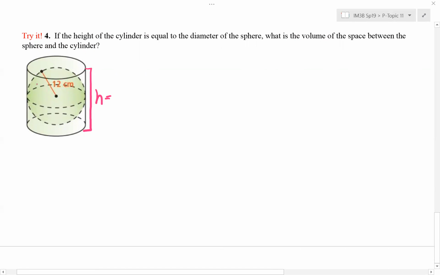how tall is the cylinder? So they told us the radius of the sphere, right, is 12. So that means that the height must be 24. So 2 times 12 gives us 24. What is the volume of the space between the sphere and the cylinder? So it's asking you for the volume of the empty space. So all that space around the sphere.